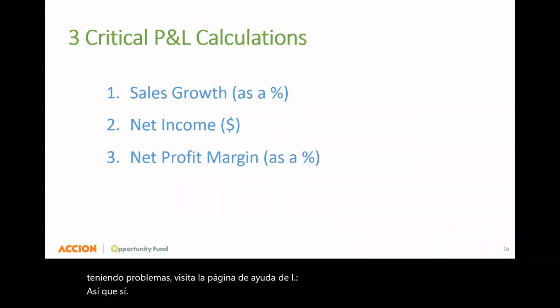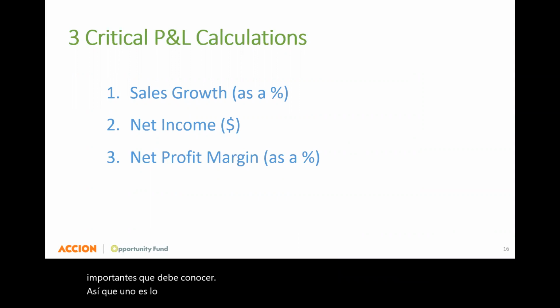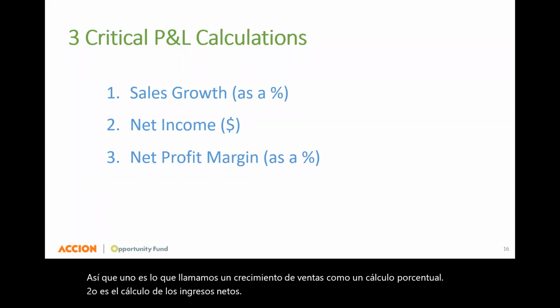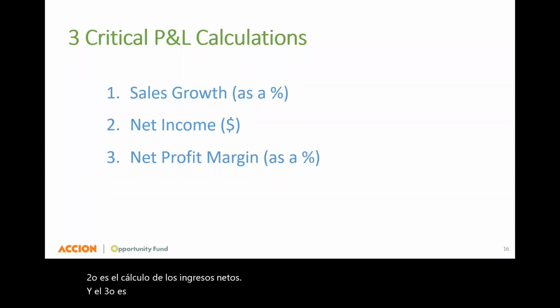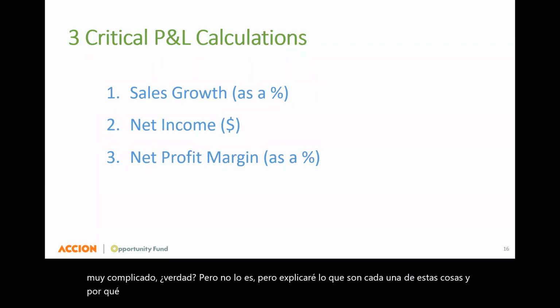So as you're preparing your profit and loss statement, there are 3 important calculations that you should know. So one is what we call a sales growth as a percentage calculation. Second is the net income calculation. And third is the net profit margin. And I'll explain what all of that means. It sounds very complicated, right? But it's not. But I'll explain what every single one of these things is and why it's important for you as a business owner to know.